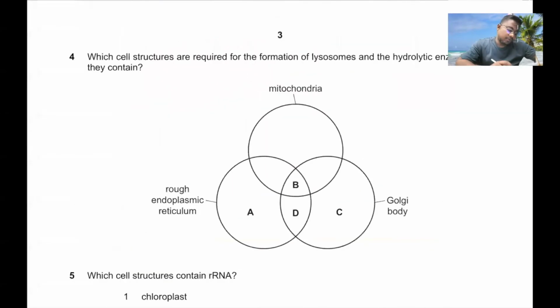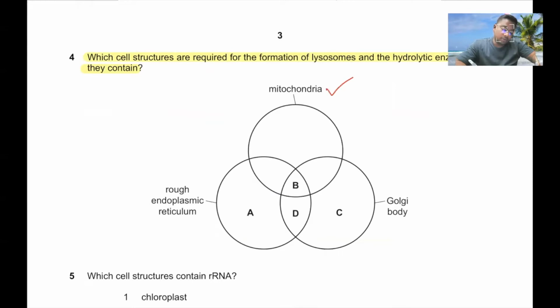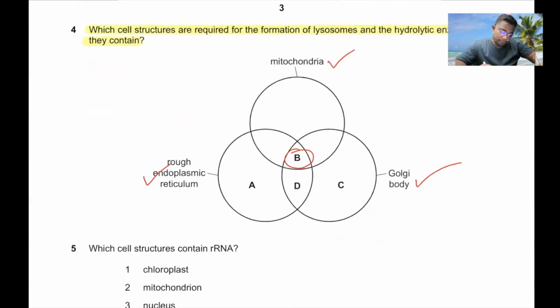Question number 4. Which cell structures are required for the formation of lysosomes and the hydrolytic enzymes that they contain? All right. Of course, formation of lysosomes requires energy, so mitochondria will be needed. Rough endoplasmic reticulum will be needed for the protein synthesis. Golgi body will be needed for the packaging, so B will be the correct answer, 4B.